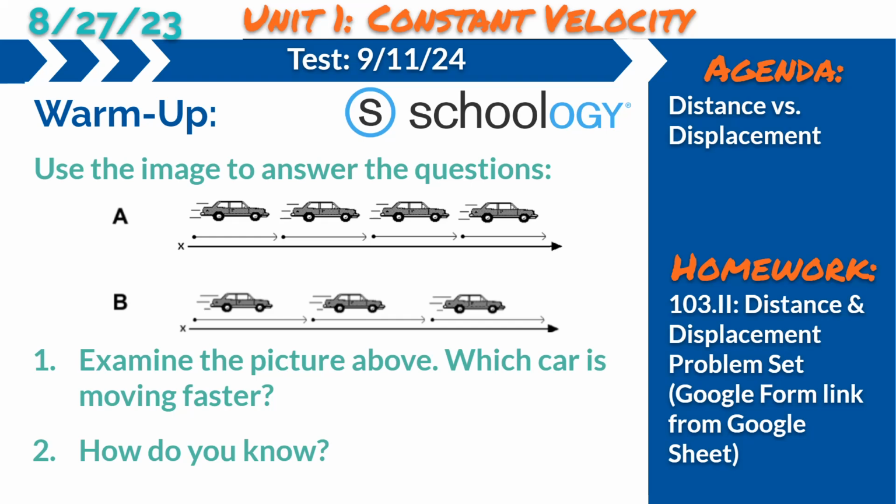So again, you saw this yesterday. Which one was moving faster, A or B? B. So B is moving faster because when we look at a motion map, each of those vectors, each of those arrows represents 1 second of motion.